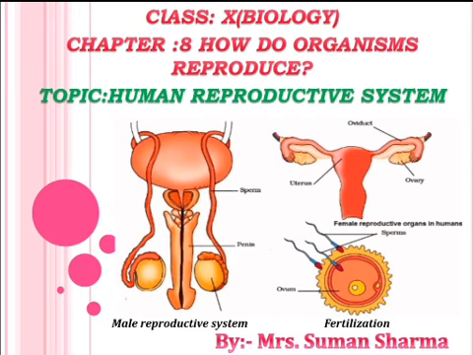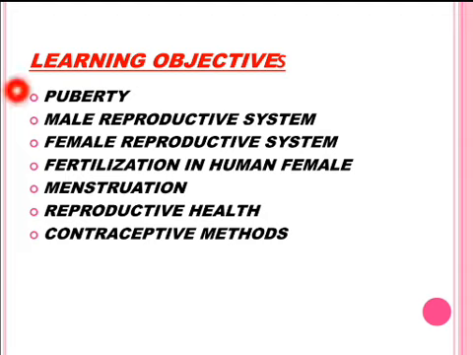Today, in continuation of chapter 8, how do organisms reproduce, we will study in detail about the human reproductive system. In this lecture, we will study puberty, male reproductive system, female reproductive system, fertilization in human female, menstruation, reproductive health, and contraceptive methods.